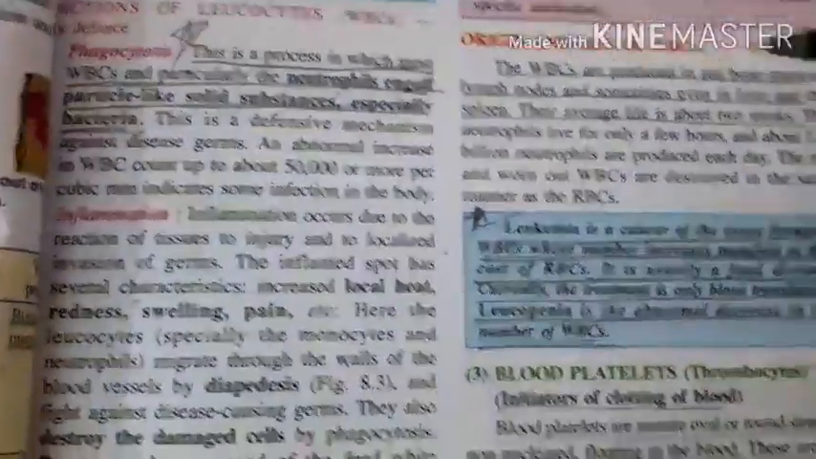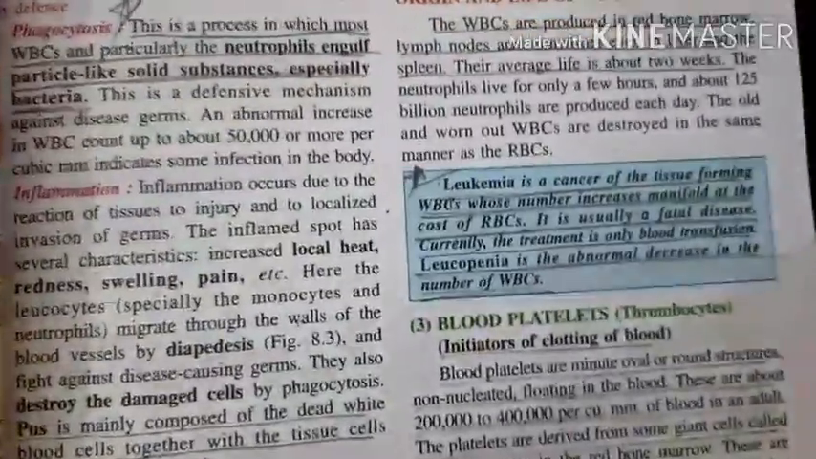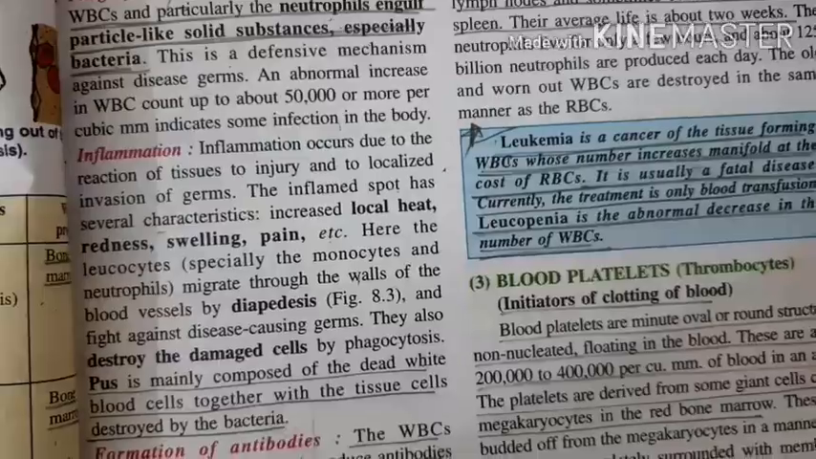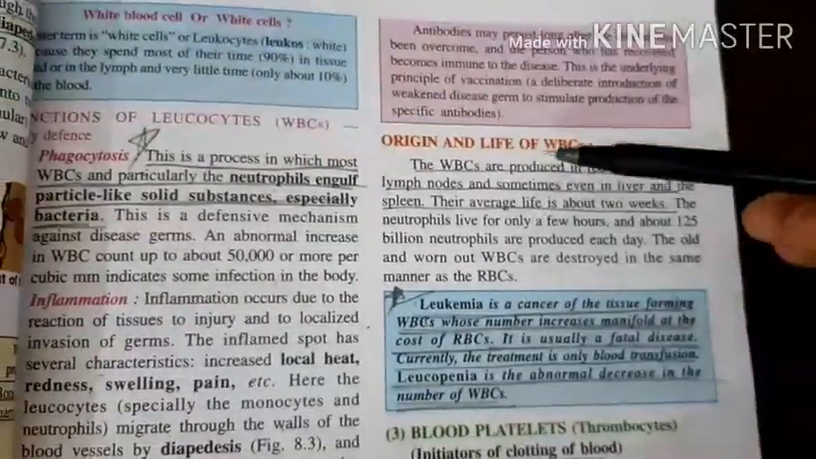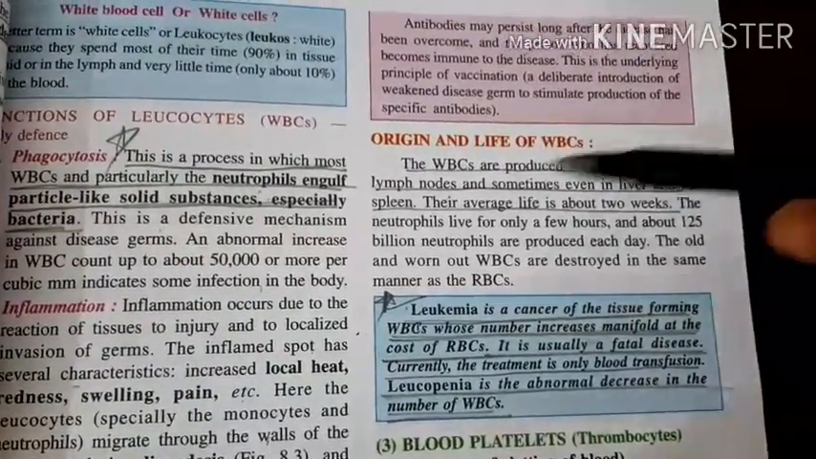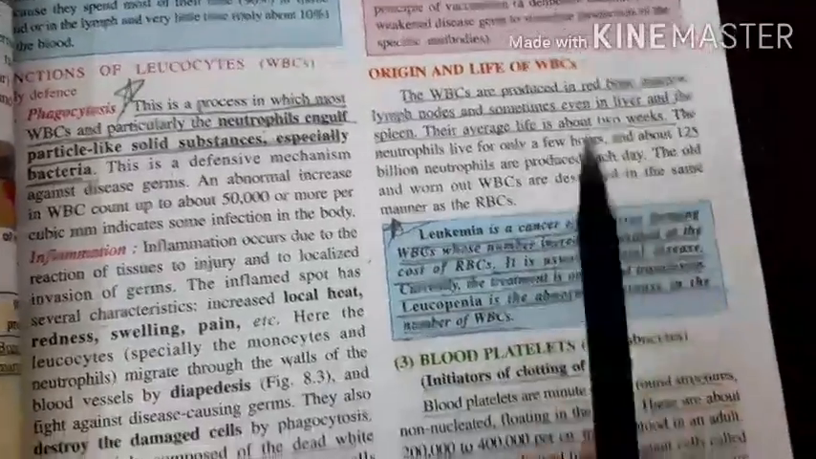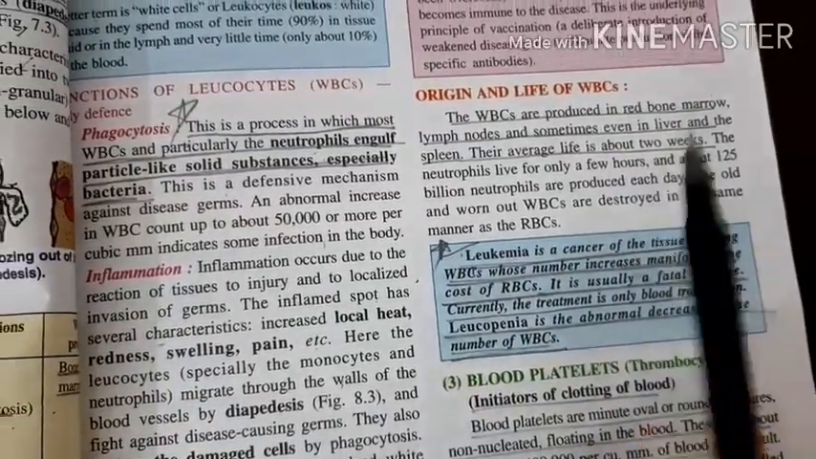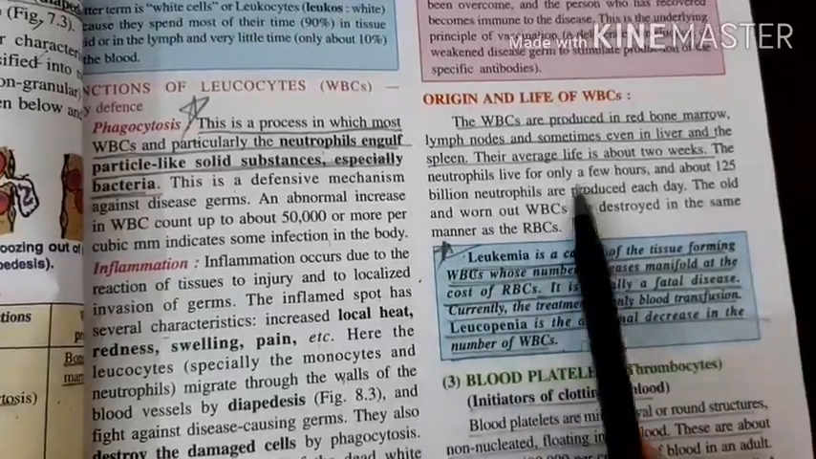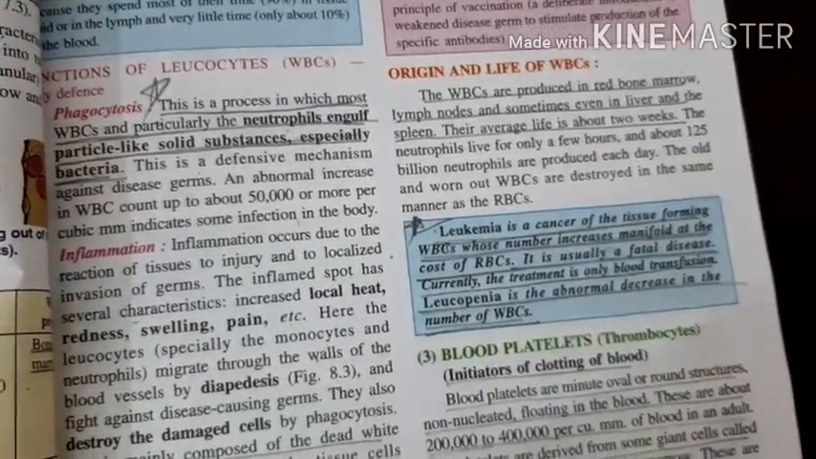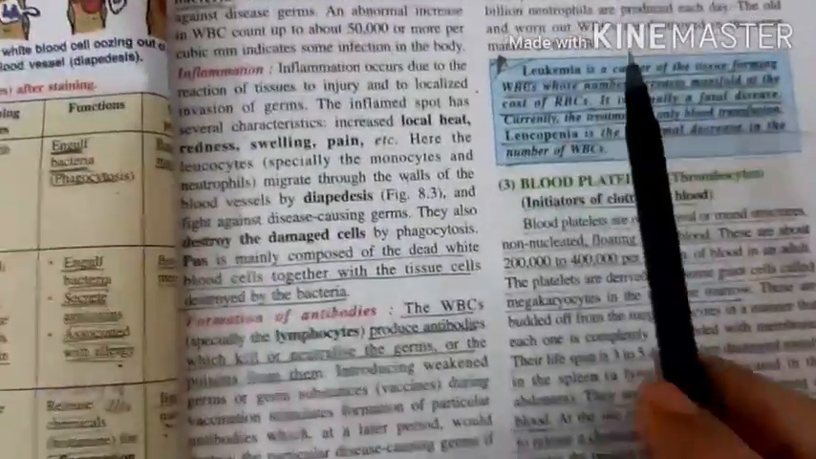Then comes origin and life of WBCs. WBCs are produced in red bone marrow. They are mainly produced in the red bone marrow, lymph nodes, and sometimes even in the liver. Average lifespan is about 2 weeks, and the neutrophils can live only for a few hours. Again, two very important conditions.